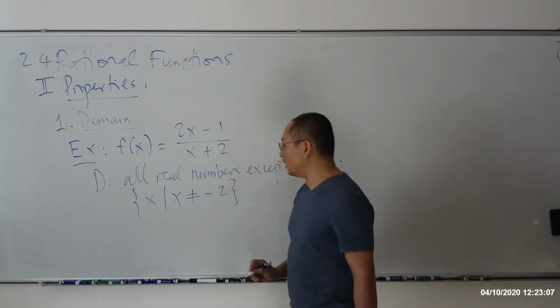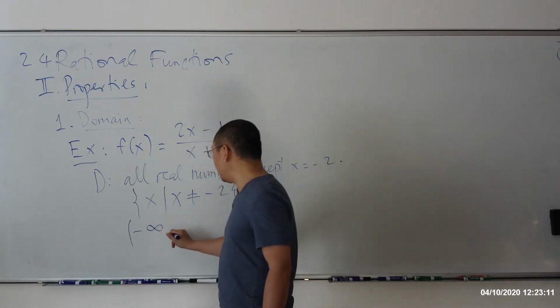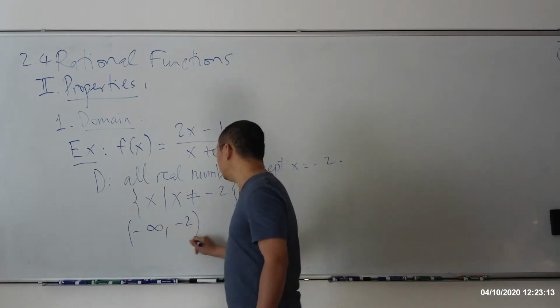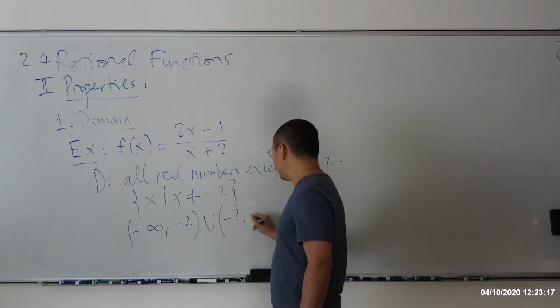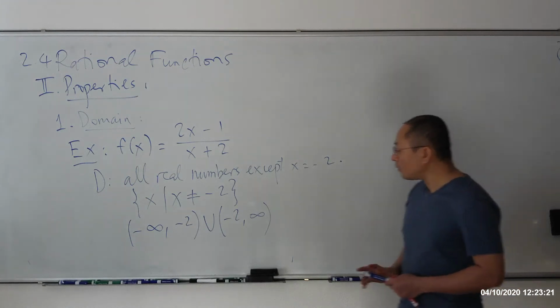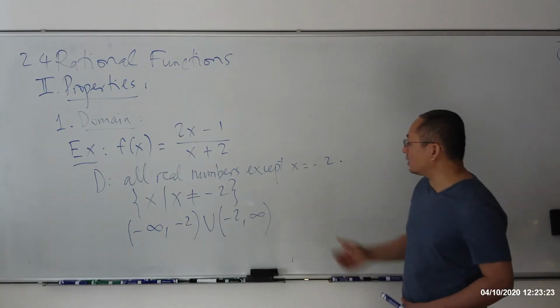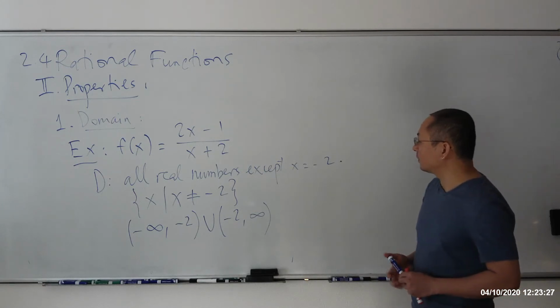Or you can use the interval notation to represent the domain. Any numbers from -infinity all the way to -2, not including -2, and then union -2 to infinity. You don't have to write all three when you get to your homework, quiz, or exam. Just one of those three ways of writing the domain is good.